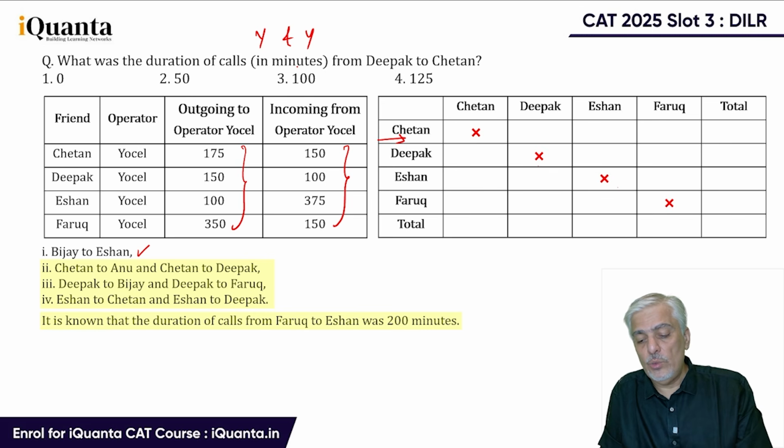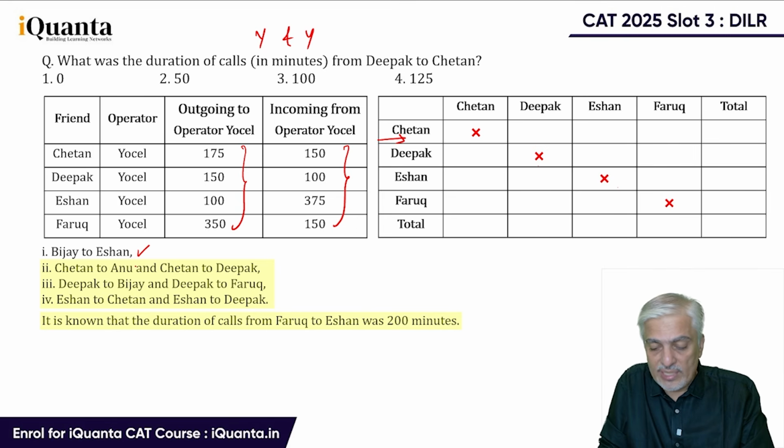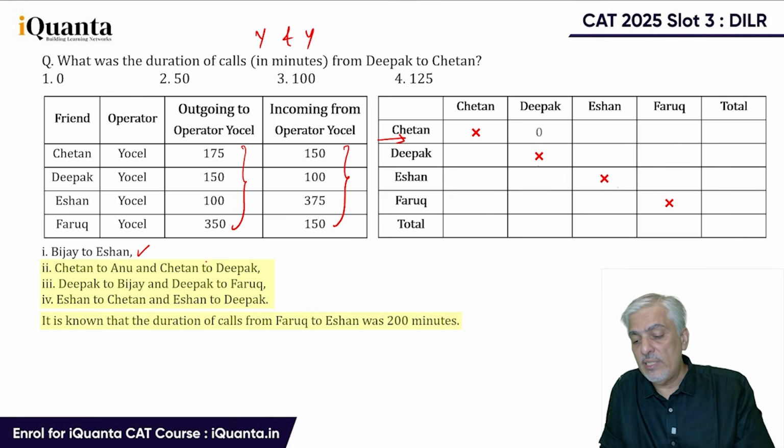So, Chetan to Anu and Chetan to Deepak is 0. Chetan to Anu is not needed because right now A is not there. But Chetan to Deepak is 0. So, that is 0. This I have used up. Deepak to Bijay and Deepak to Farooq. Again, Deepak to Bijay I don't want to use, only Deepak to Farooq I'll use. So Deepak to Farooq is 0. Ehsan to Chetan and Ehsan to Deepak. Ehsan to Chetan also, Ehsan to Deepak also is 0.